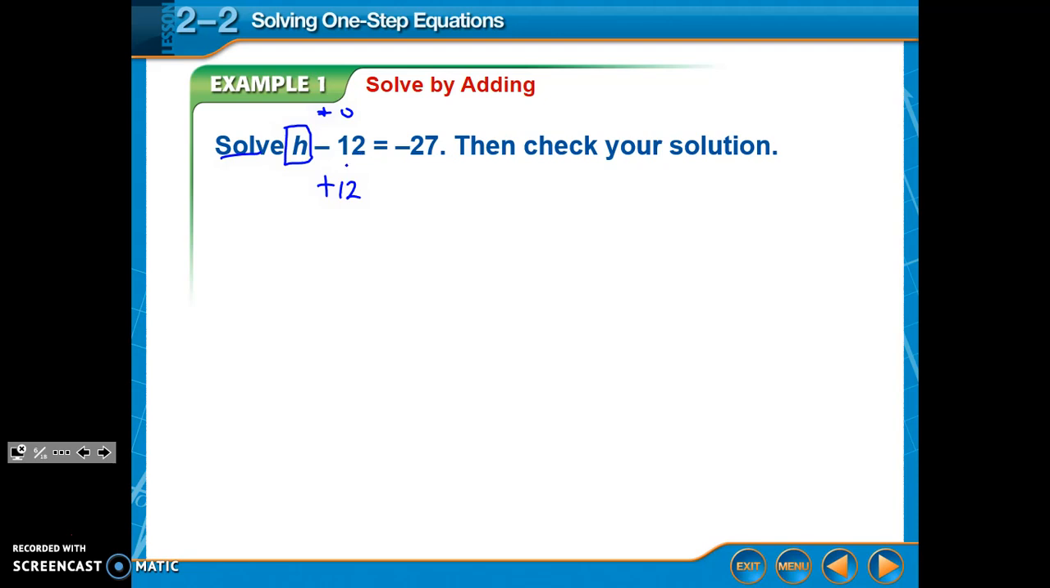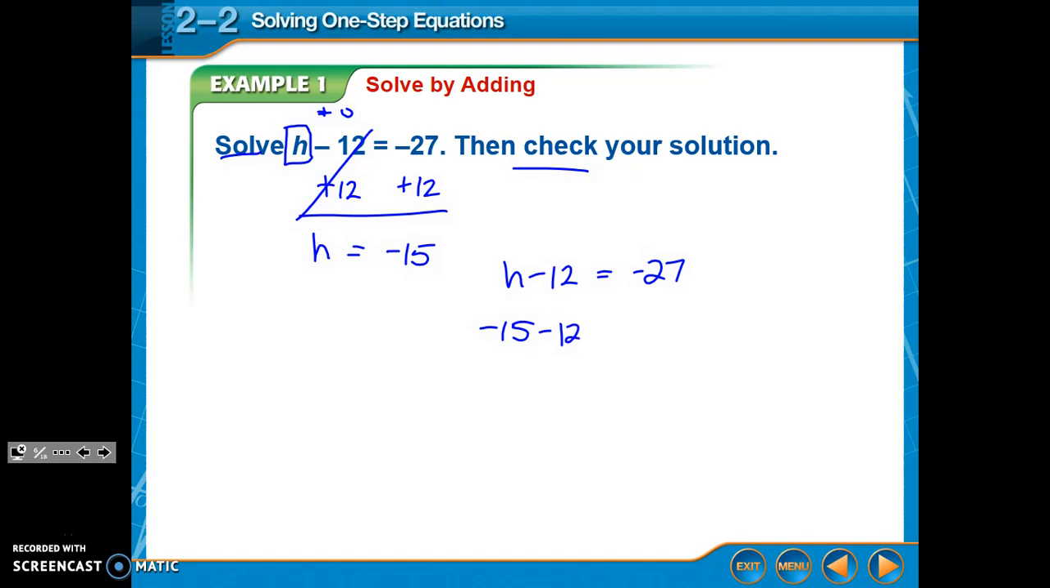But remember, if I do something on one side of the equation, I have to do it to the other side as well. So I add 12 to both sides. And here, a negative 12 and a positive 12 is 0. So I just get h. And over here, negative 27 plus 12, I get negative 15. And then the second part, it says just check your solution. So we want to put into our original equation, h minus 12 equals negative 27, my answer of negative 15 for h and see that I actually get negative 27. Negative 15 minus 12 is negative 27, so I get negative 27 equals negative 27. We're good. So I can say h for sure is negative 15.